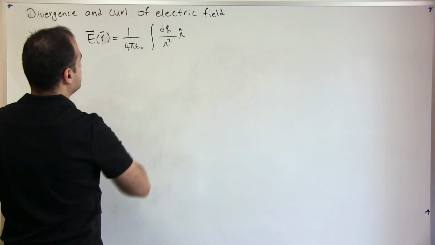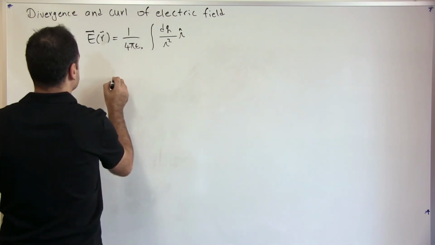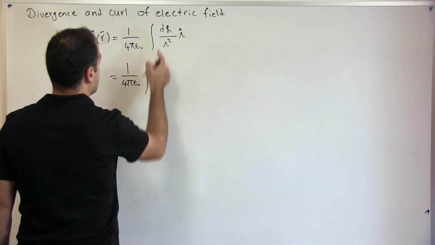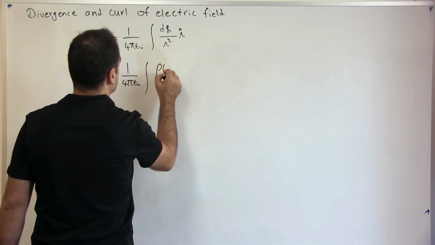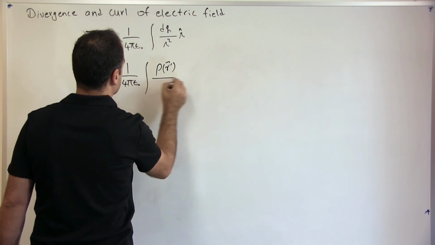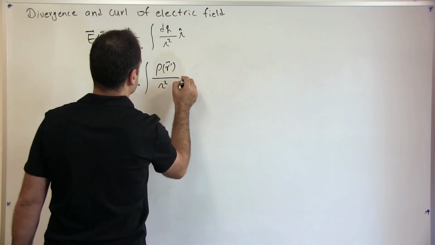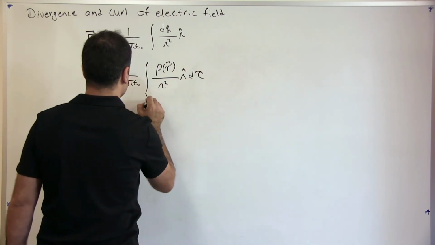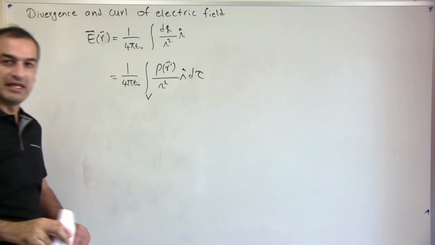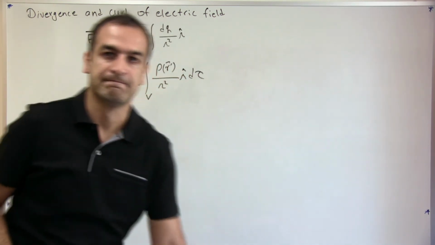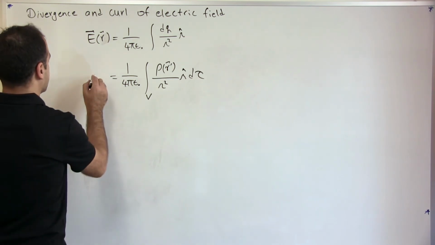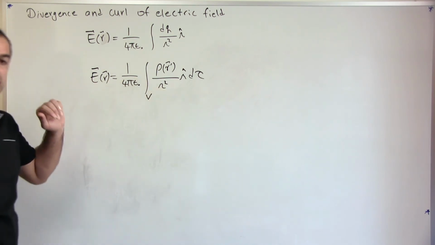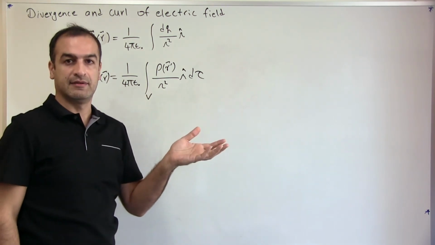So if we have volume charge density, we can rewrite this integral in terms of 1 over 4 pi epsilon 0. For dq, we can write it rho at r prime, and then divided by r square times r hat times d tau, and this is an integral over the volume that we have charge distribution. That is how we can calculate E of r. Okay, and this is following directly the discussion we had last lecture.